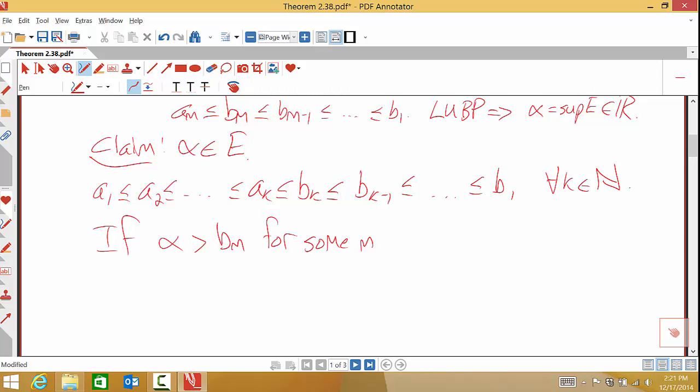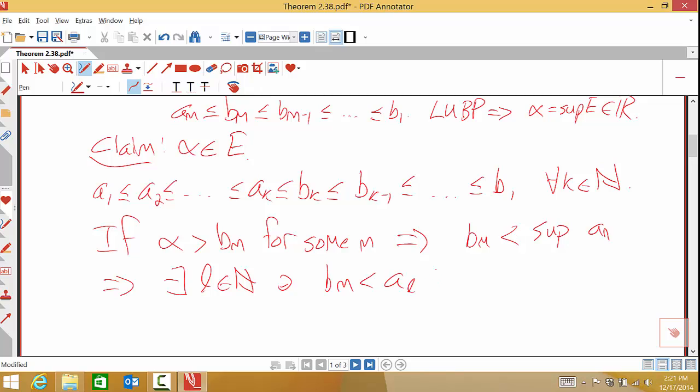Okay, and what we're going to do is show that we get a contradiction from this. Now, if this is true, this means b sub m is strictly less than the supremum of these a sub n's, by how we've defined it. That means, since it's smaller than the supremum, there exists a natural number, we can call it L in the natural numbers, so that b sub m has to be strictly less than a sub L, which is less than or equal to our supremum alpha.